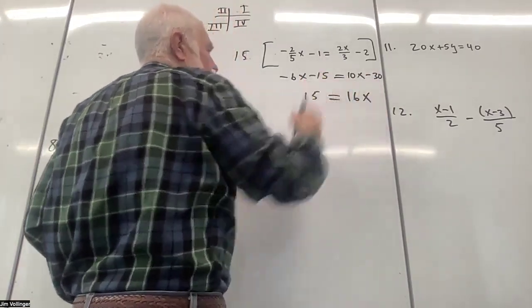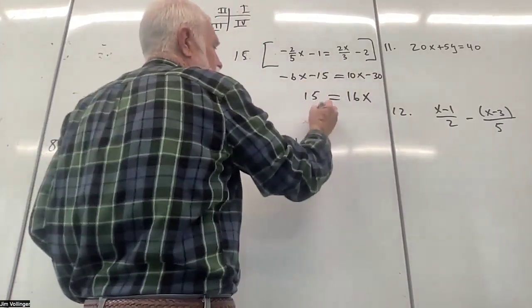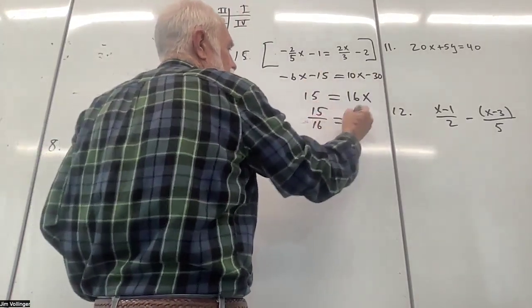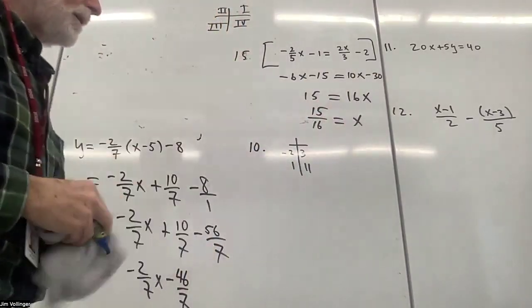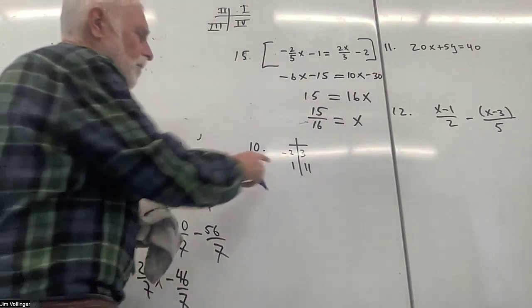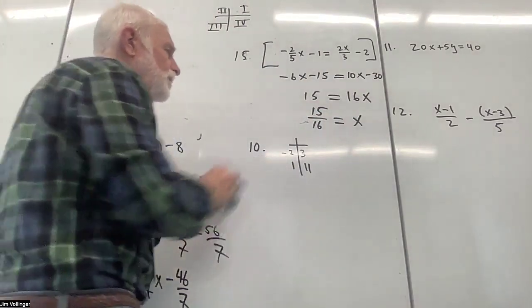Bring the 30 over, do that in your head. And I can see 15 over 16 equals my x value. All right, hopefully I'm not making any careless errors. Now we're going to write the equation of a line through these 2 points.